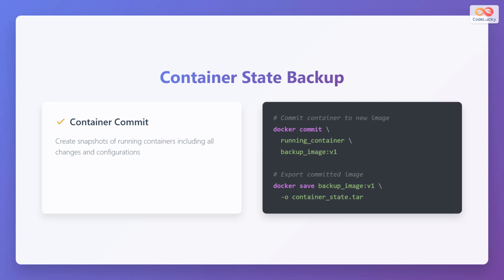Now let's discuss container state backup. You can create snapshots of running containers including all changes and configurations. To commit a container to a new image, use the command docker commit running_container backup_image:version1. To export a committed image, use docker save backup_image:version1 --output container_state.tar.